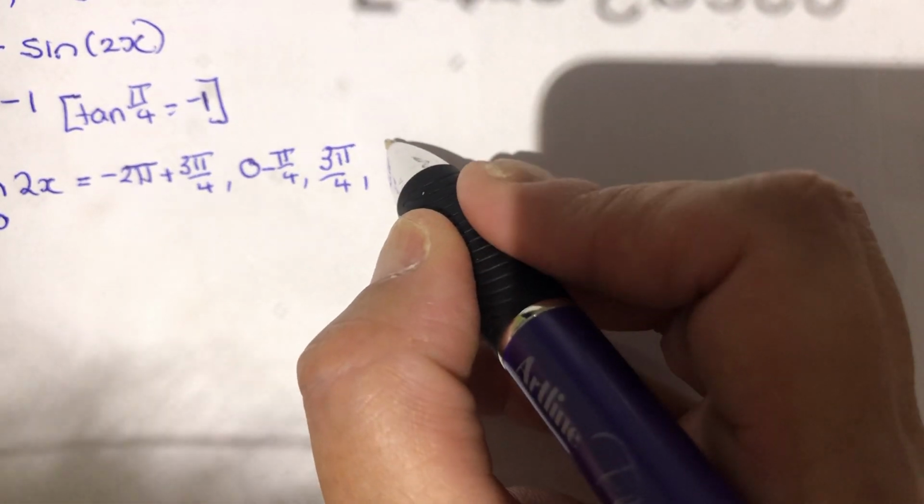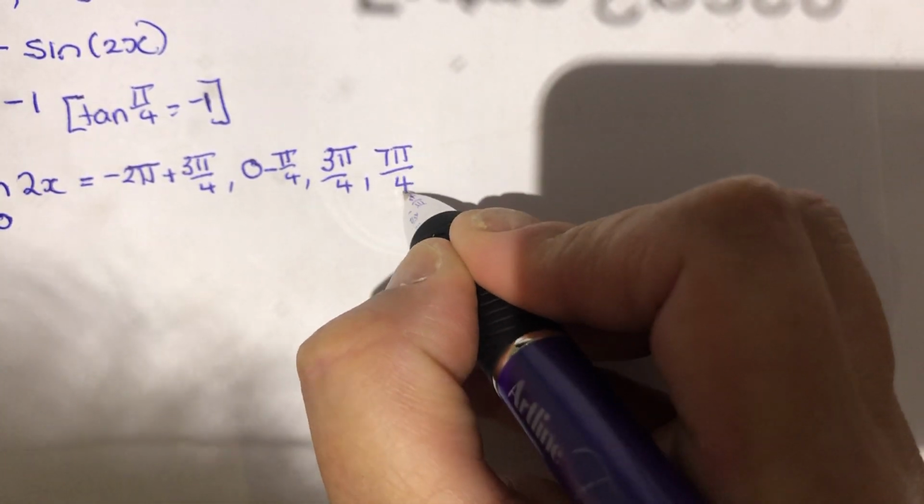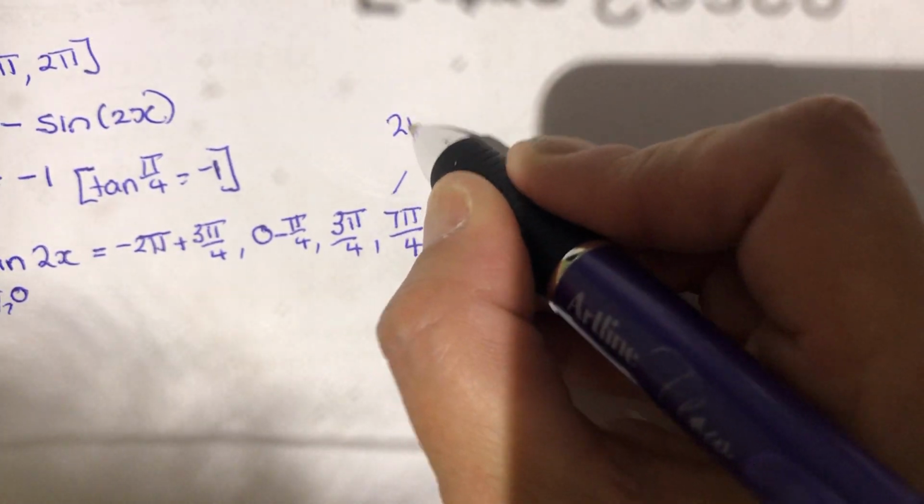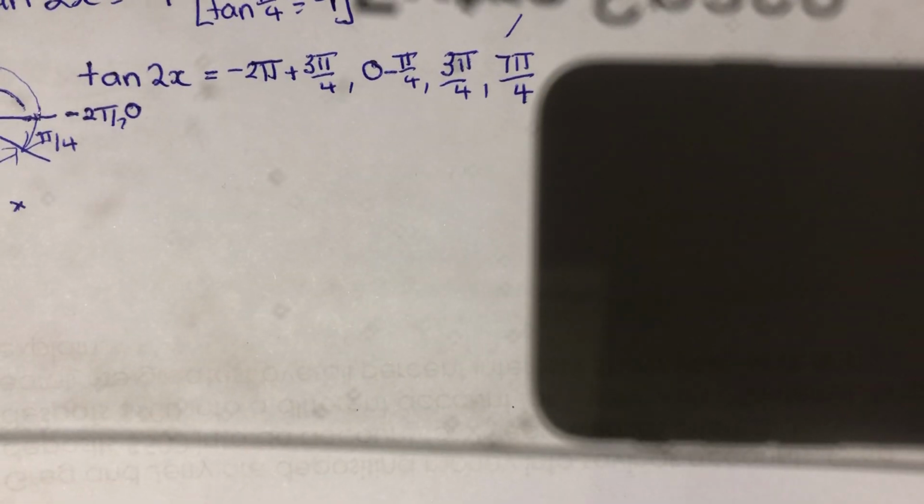And then if we go all the way around to the fourth quadrant, the last one that you're hopefully getting is going to be 7 pi on 4. All right, which was the same as what you've been doing, 2 pi minus pi on 4.